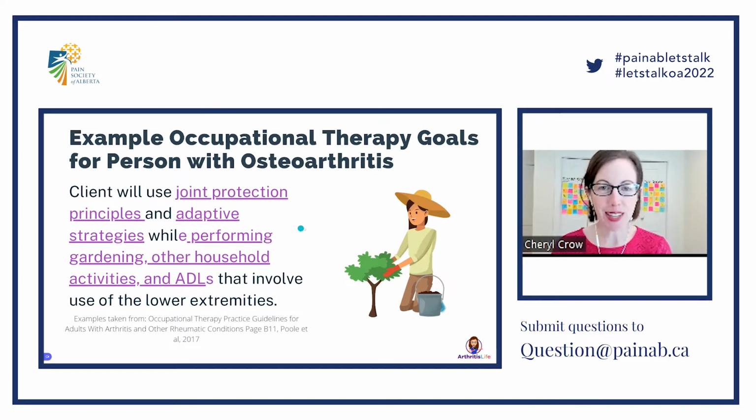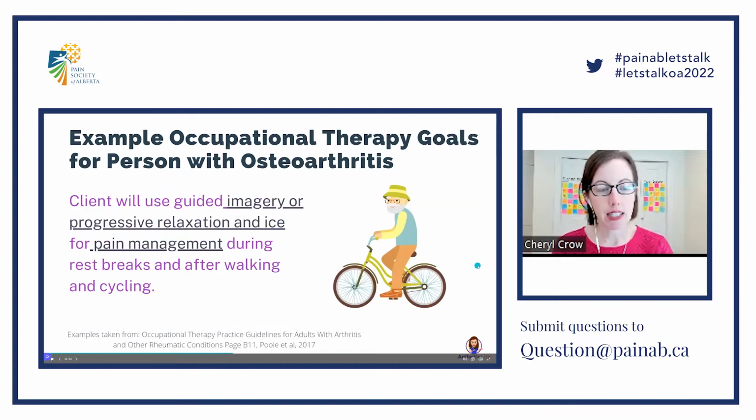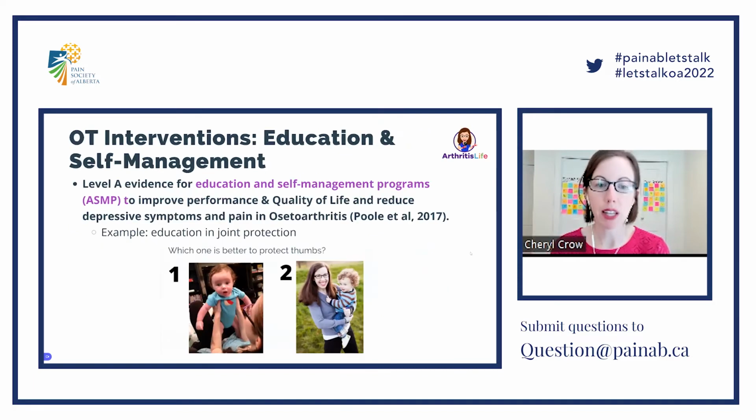Some examples, because I think a lot of us learn by example. An example of an OT goal would be: client will use joint protection principles and adaptive strategies while performing gardening, other household activities, and ADLs, which is activities of daily living. This is directly from the OT practice guidelines for adults with arthritis and rheumatic conditions, from the American Occupational Therapy Association. Another example is a pain management goal: client will use X strategy, in this case imagery or progressive relaxation and ice, for pain management during rest breaks and after walking and cycling. Those are just really specific examples.